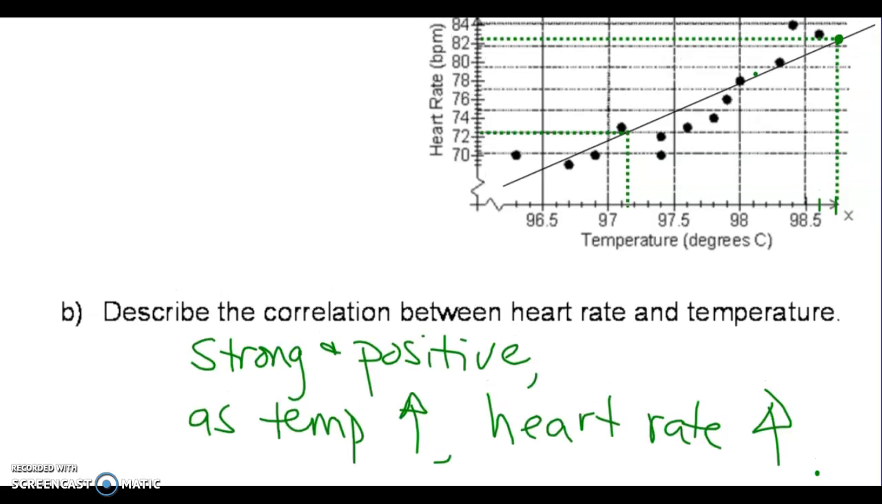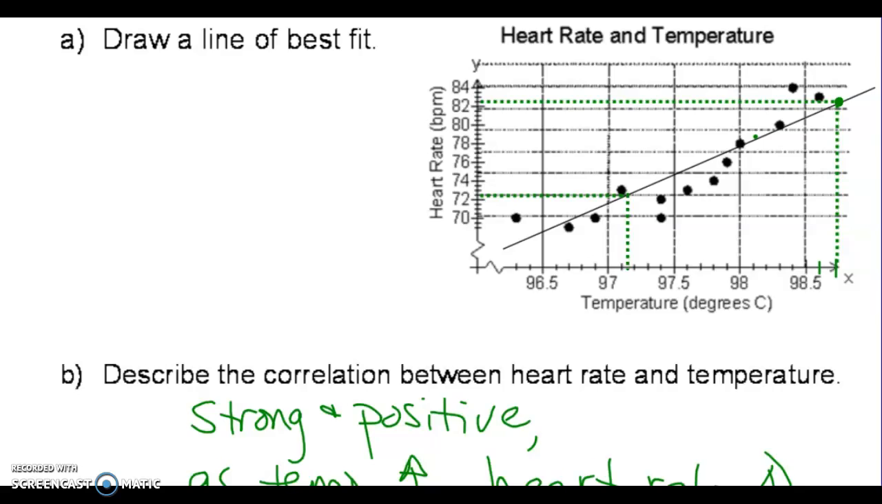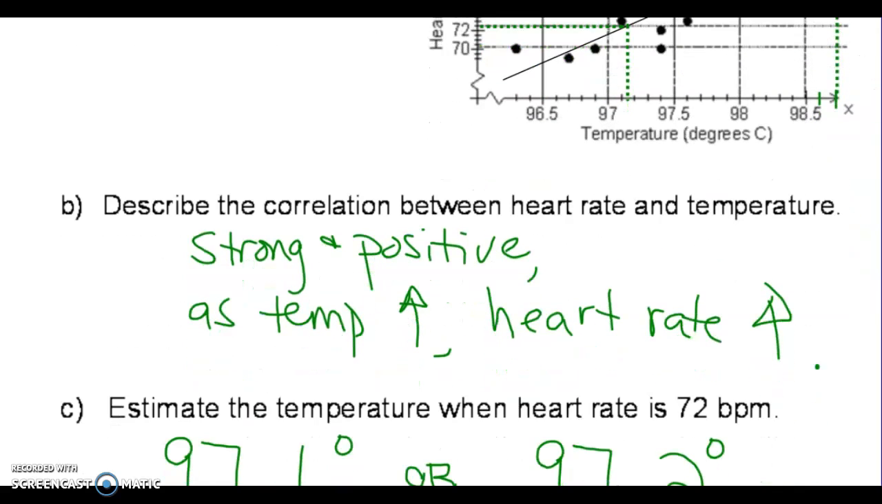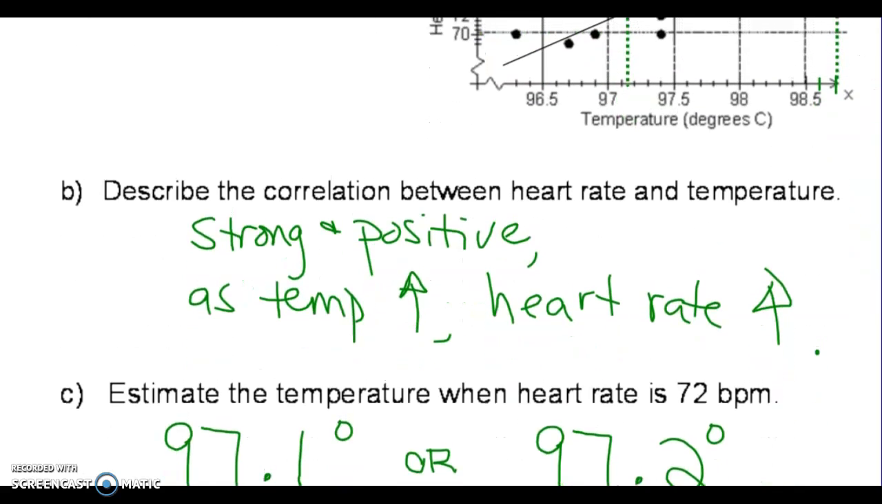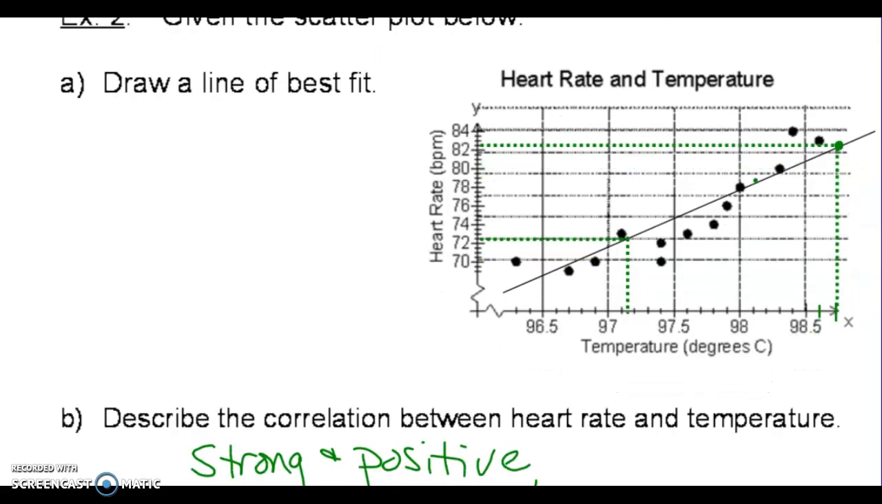So if we're describing, that's how we describe the correlation. And then if I describe what's happening with my variables here, as temperature increases, the heart rate also increases. Estimate the temperature when heart rate is 72 beats per minute. So go across to 72 beats per minute, read across. I don't pick the point, I pick the point on the line, okay? So on the line, looks like we have about 97.1 or 97.2.